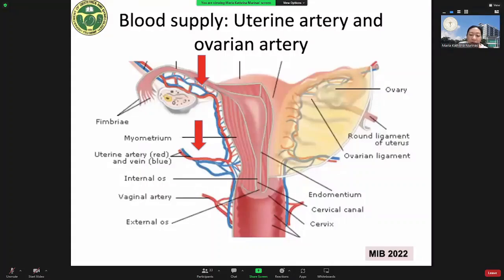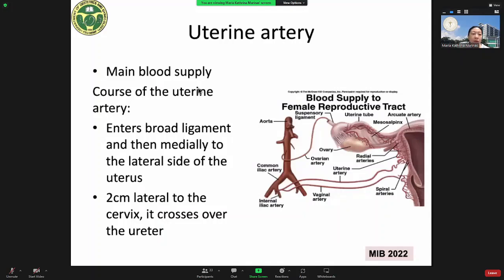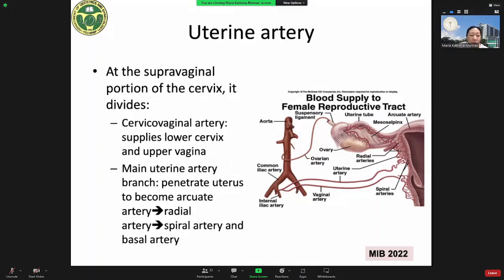Okay, so as we have mentioned, the vascular supply of the uterus is derived principally from the uterine and the ovarian arteries. The uterine artery is the main branch of the internal iliac artery. So we can trace the course of the uterine artery. It enters the broad ligament and then goes medially to the lateral side of the uterus. And 2 cm lateral to the cervix, the uterine artery crosses over the ureter. At the supravaginal portion of the cervix, it also divides into the supravaginal artery, which supplies the lower cervix and upper vagina.